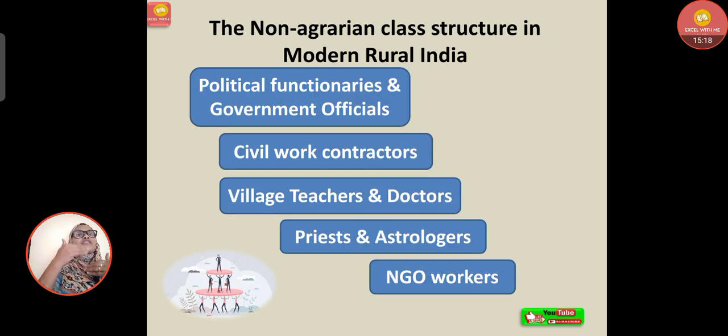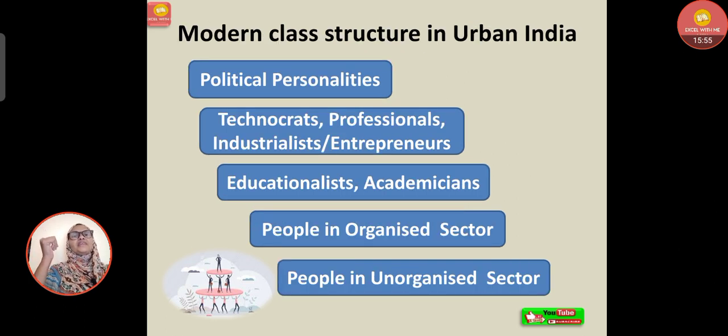Then apart from the traditional agrarian class structure, modern rural India also has a non-agrarian class structure. It can broadly be classified as number 1, political functionaries and government officials, second, civil work contractors, third, village teachers and doctors, fourth, priests and astrologers, and last, fifth one, NGO workers. That means these are the non-agrarian class structure suggested by modern sociologists here.